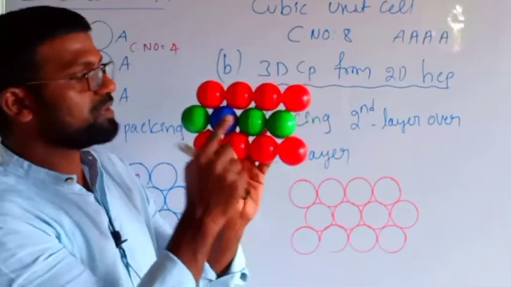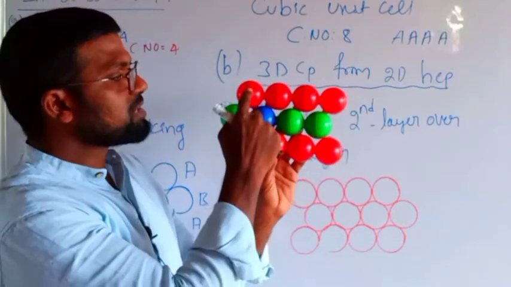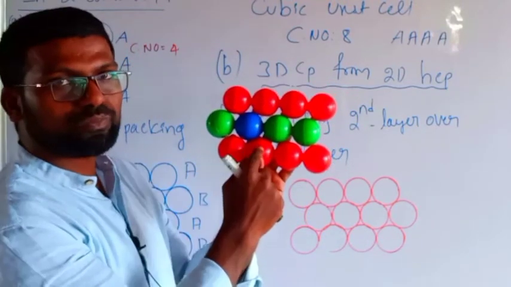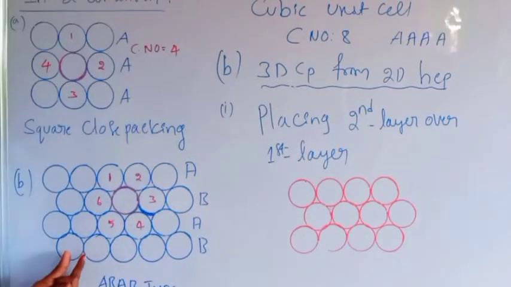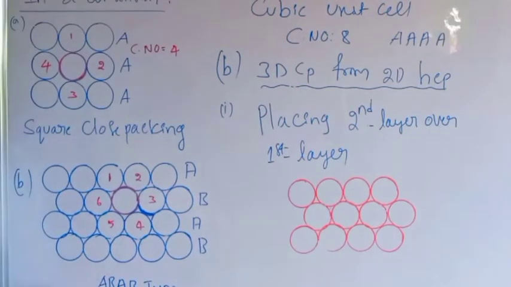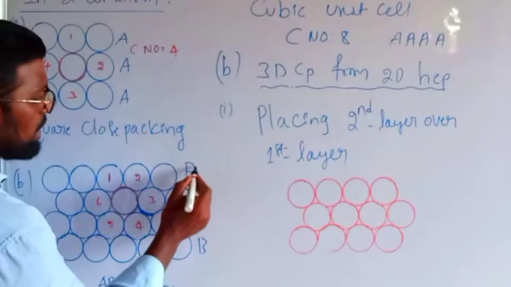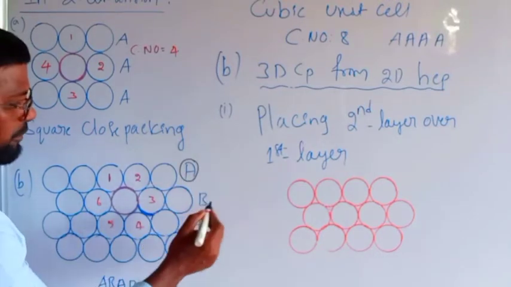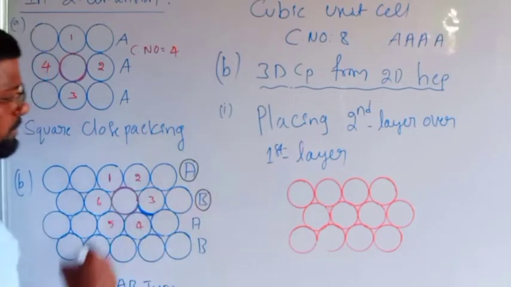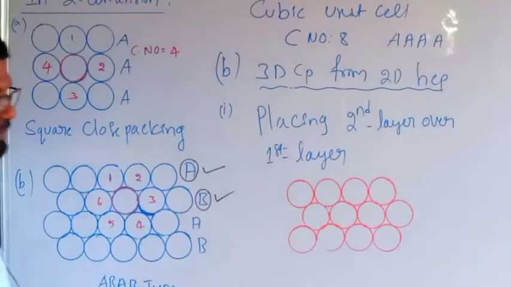But you can observe the vertical as well as horizontal alignment between the first and third row. Similarly, the second row has similar alignment with the fourth row. That means if you consider the alignment in the first row as A, the alignment in the second row is different. Let us consider that is B. Here the arrangement is A, here the arrangement is B type.